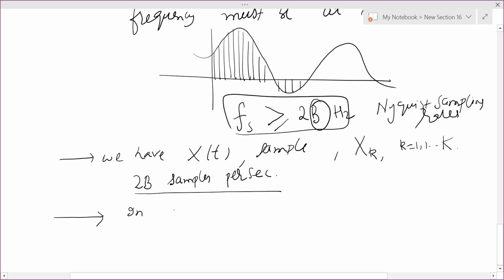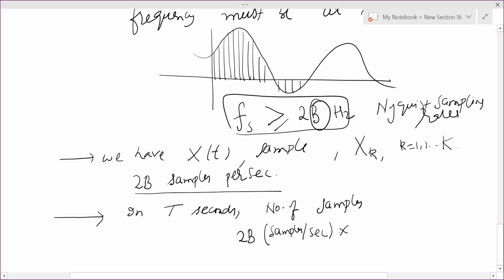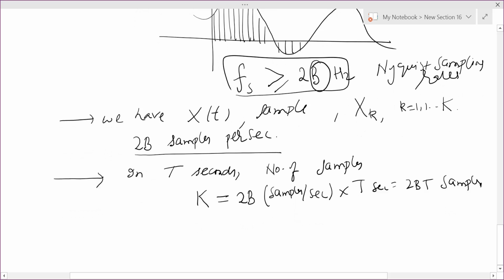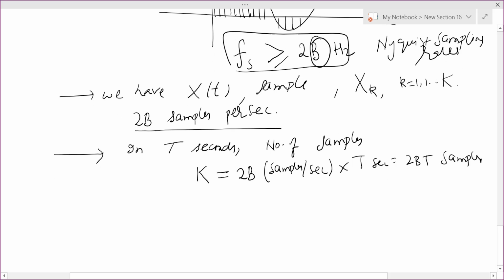Now in t seconds, what will be the number of samples? It will be 2b samples per second into t seconds, which is equal to 2bt samples, and this is what we call k. This will be the number of samples in this time t.